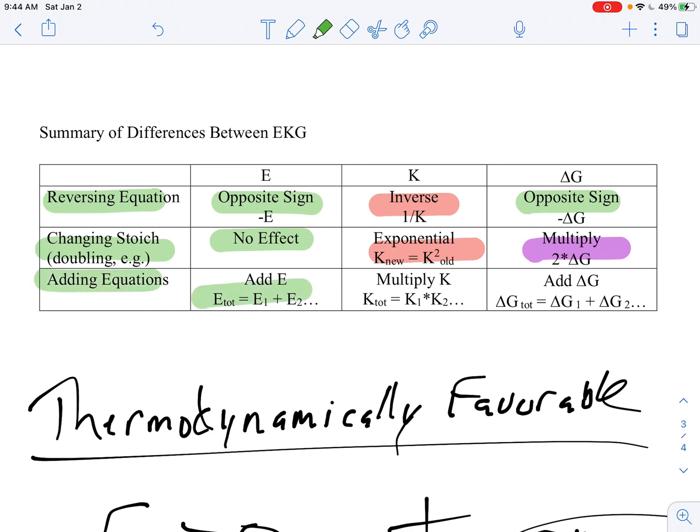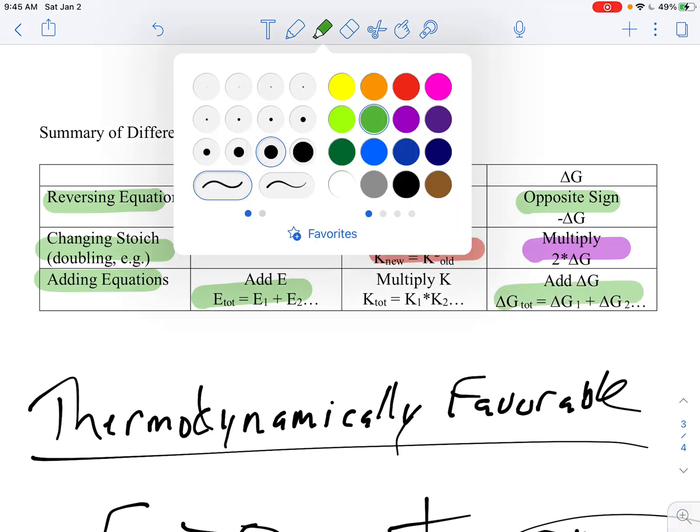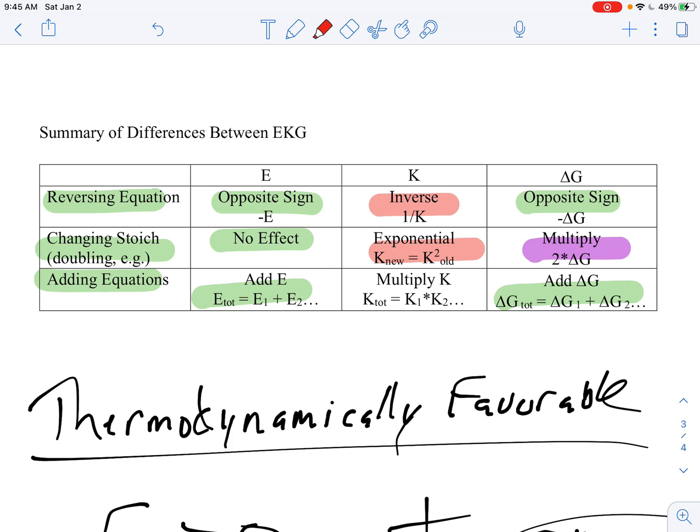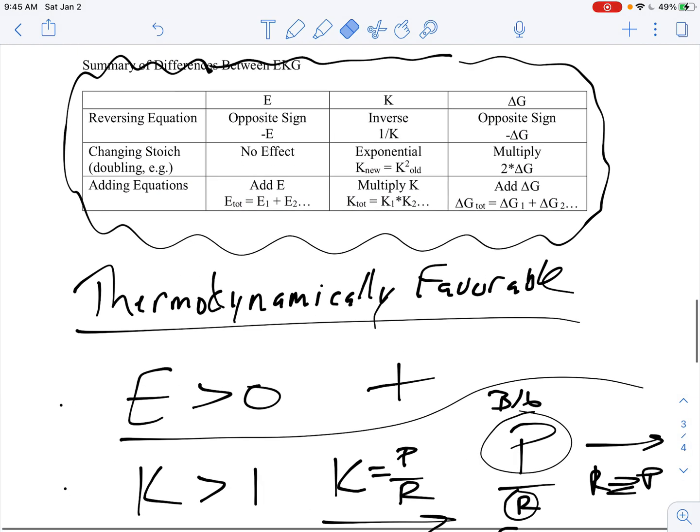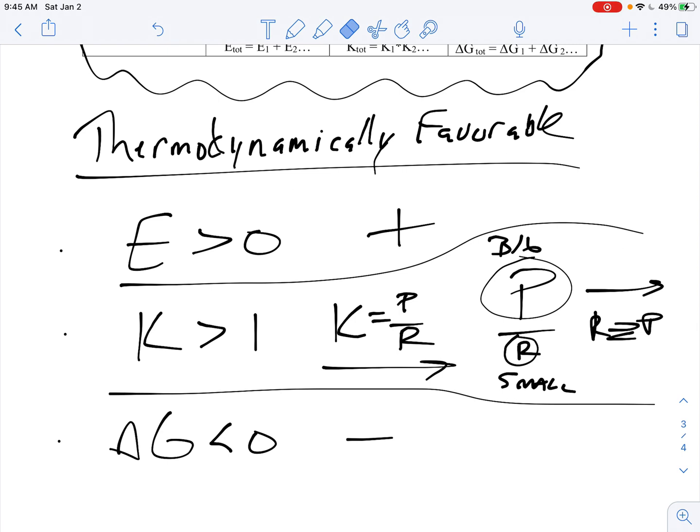And then what happens when you add equations together? Well, if I add equations together for voltage, I just add up their voltages. It's easy. I do the same thing for delta G over here. But for equilibrium, if I add up equations, I don't add the K values together, I multiply the K values together. So this chart here is just kind of a summary of all the weird and wacky little intricacies that you need to have memorized when you go into the AP test. So this is an important one here for you to remember.